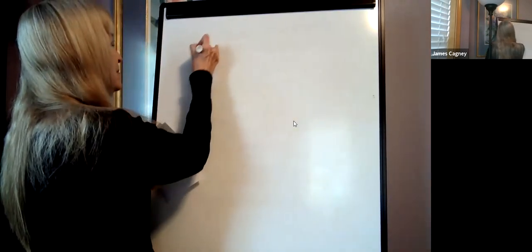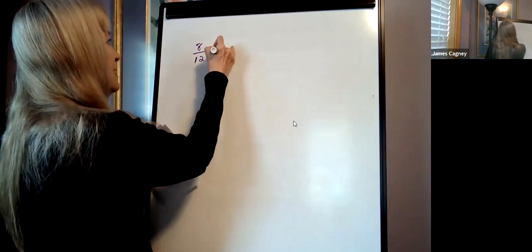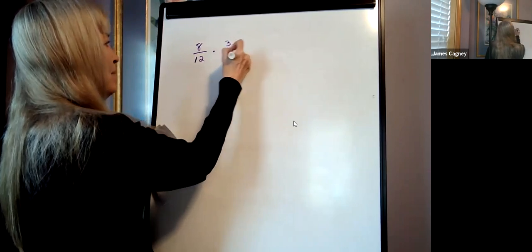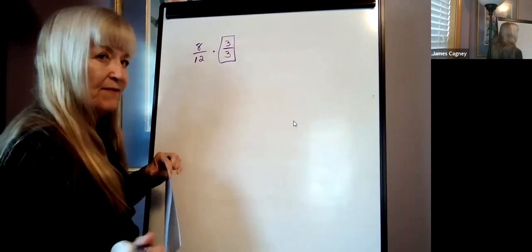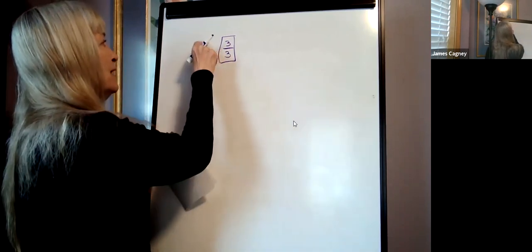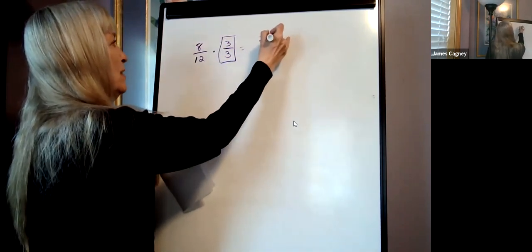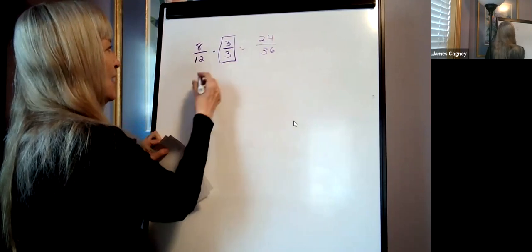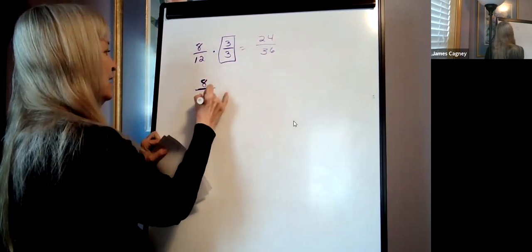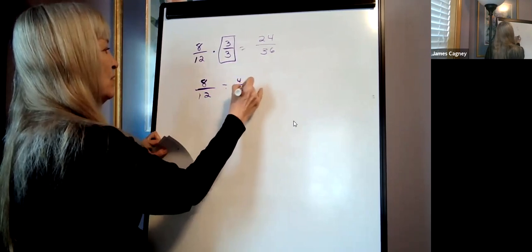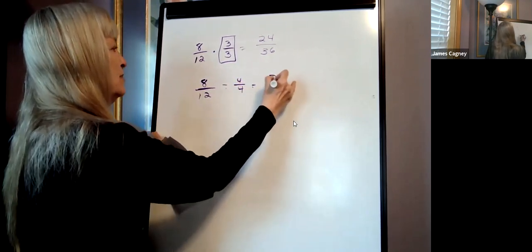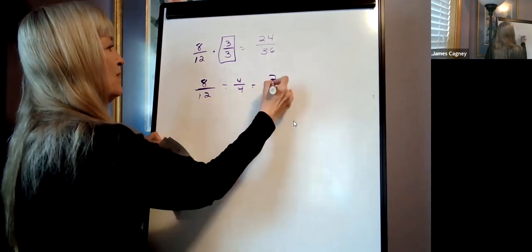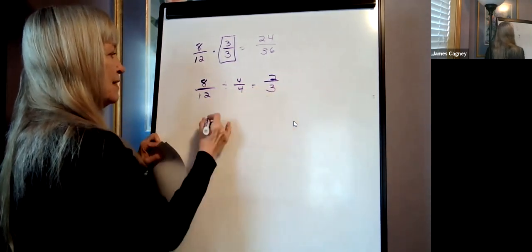There we go. So if I look at 8/12, the first thing I could do is I could multiply the top and the bottom by 3. Remember, 3 over 3 is just a fancy name for 1, and I can always multiply by 1. 8 times 3 is 24. 12 times 3 is 36. So that's one way I could get an equivalent fraction, but I could also divide. I could divide this by 4 over 4. 8 divided by 4 is 2. 12 divided by 4 is 3. So I'm saying 2/3 is the equivalent fraction.